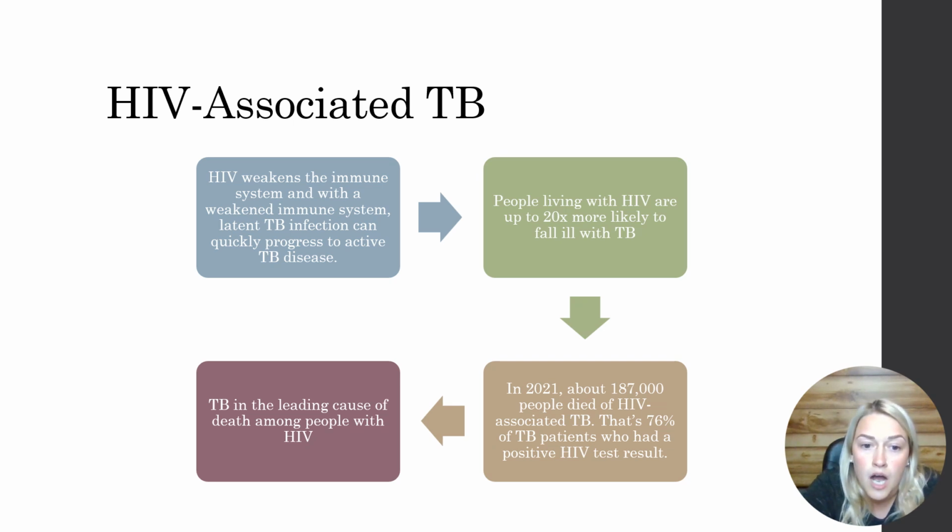HIV-associated TB. HIV weakens the immune system, and with a weakened immune system, latent TB infections can quickly progress to active TB disease, and people living with HIV are up to 20% more likely to fall ill with TB. In 2021, about 187,000 people died of HIV-associated TB, and that's 70% of TB patients who had a positive HIV test result. And TB is the leading cause of death among people living with HIV.